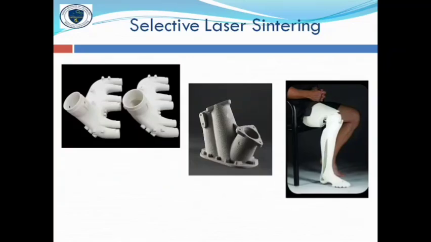So we can see the pictures. These are the applications made by using the powder based sintering processes. The first two are functional models, or maybe we can use them for conceptual ideas. The last one is an artificial kit that has been made for a particular person, which has been fixed on their leg.